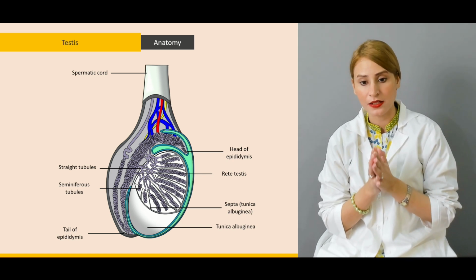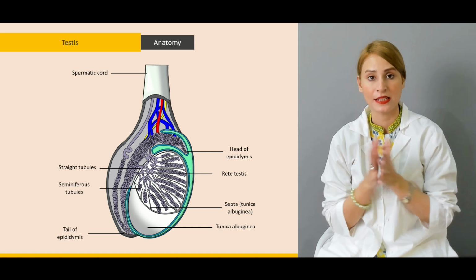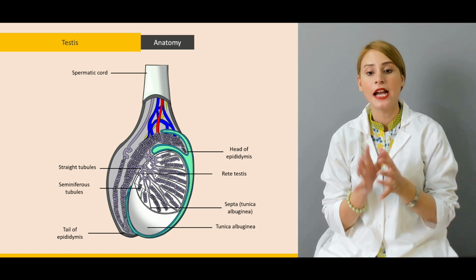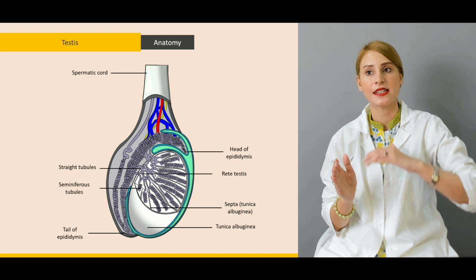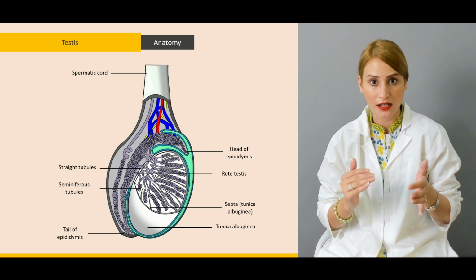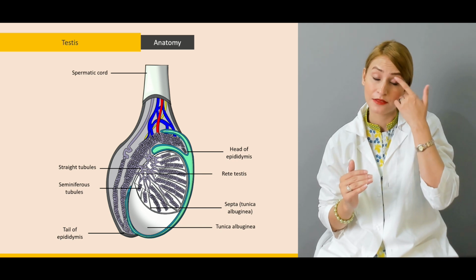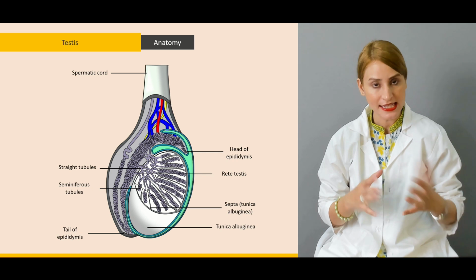If you talk about the blood supply and the lymphatic drainage of the testes, you should know that there are two kinds: the testicular artery, which is a branch of the abdominal aorta. They arise just below the renal arteries, and then come and supply the testicles.